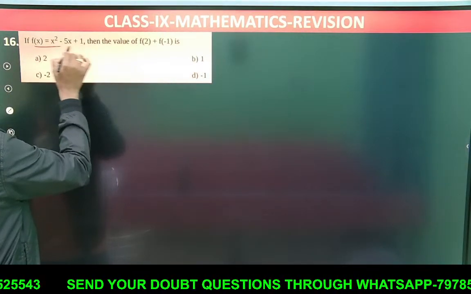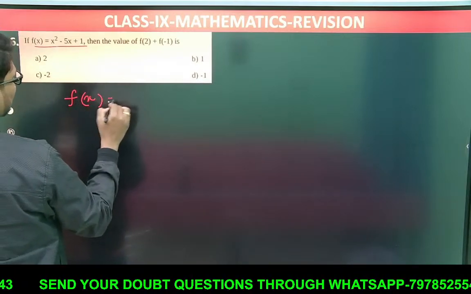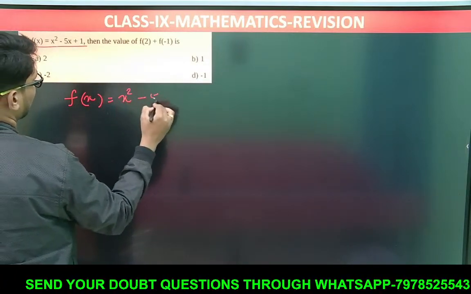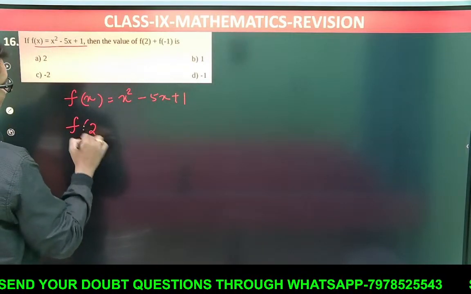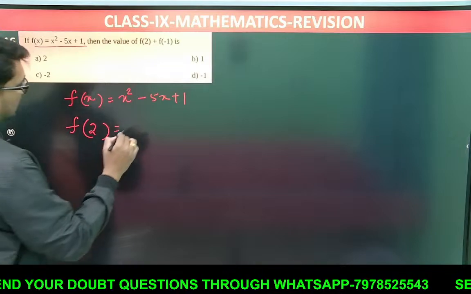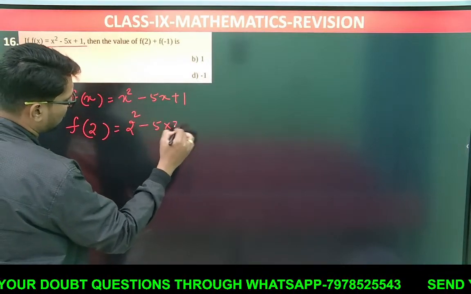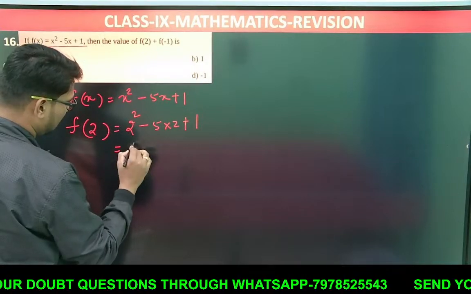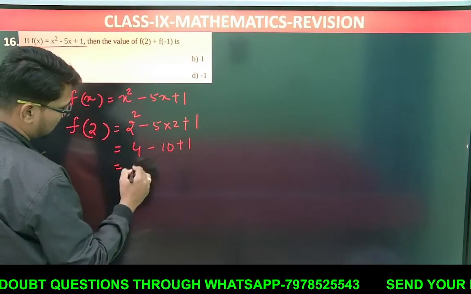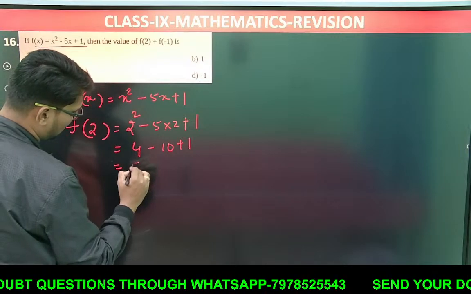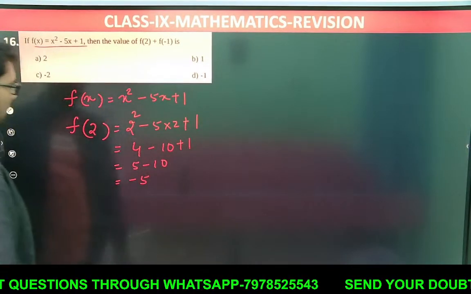Where is f of x? Let us find out. f of x is equal to x square minus 5x plus 1. Let us first find out f of 2. f of 2 would be 2 square minus 5 into 2 plus 1, which is 4 minus 10 plus 1. 4 plus 1 is 5, minus 10 is 5 minus 10, which is minus 5.